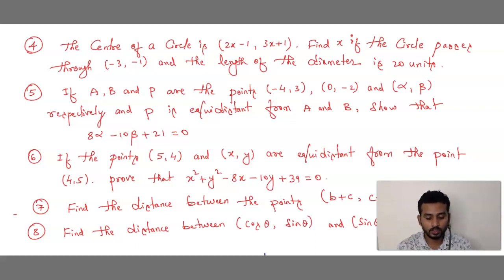The first question here is question number 4. The center of a circle is (2x minus 1, 3x plus 1). Find x if the circle passes through (minus 3, minus 1) and the length of the diameter is 20 units.